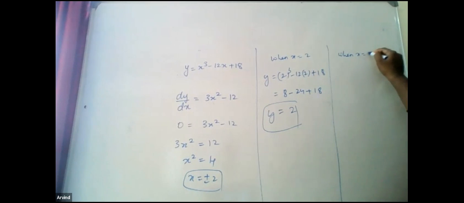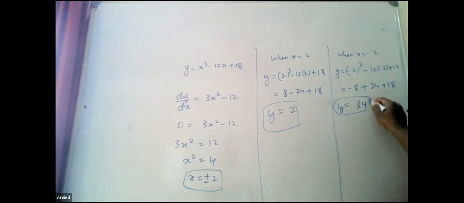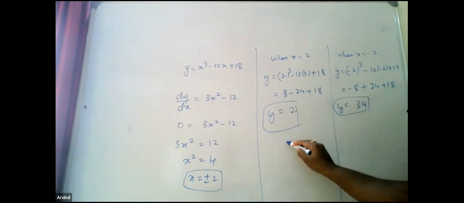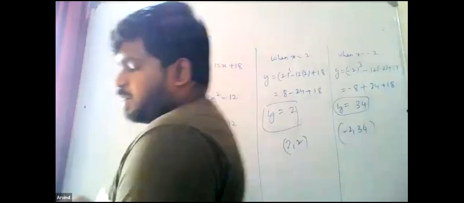When x is equal to minus 2, y is minus 2 the whole cube minus 12 into minus 2 plus 18. Minus 2 the whole cube is minus 8 plus 24 plus 18. So 18 minus 8 is 10. 10 plus 24 is 34. So y is equal to 34. Therefore, the points are (2, 2) and (minus 2, 34). These are the points at which the tangent is parallel to the x-axis.